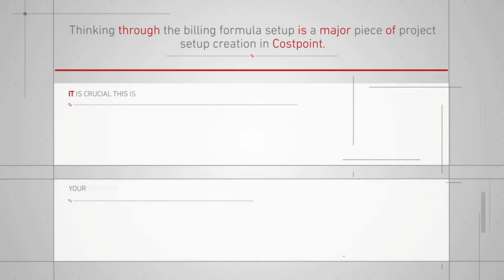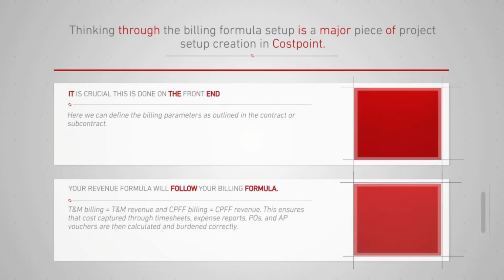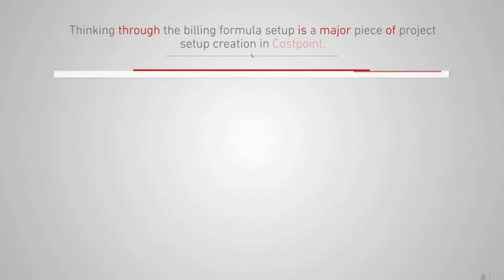Thinking through the billing formula setup is a major piece of project setup creation in Costpoint. It is crucial this is done on the front end as opposed to once it is time to produce your first invoice. Here we can define the billing parameters as outlined in the contract or subcontract. As a general rule, your revenue formula will follow your billing formula. Time and material billing would equal time and material revenue, and cost plus billing would equal cost plus revenue. This ensures that cost captured through timesheets, expense reports, purchase orders, and AP vouchers are then calculated and burdened correctly.